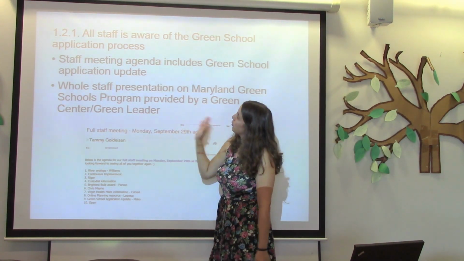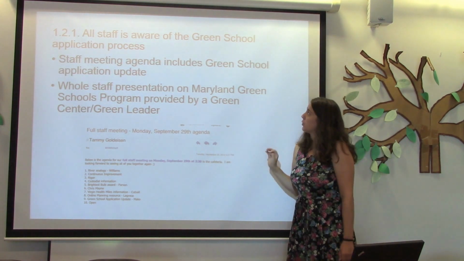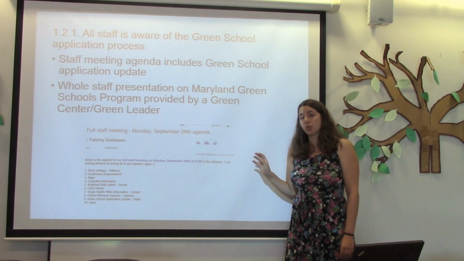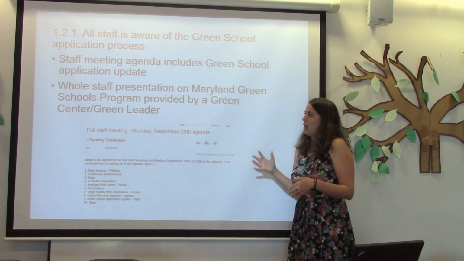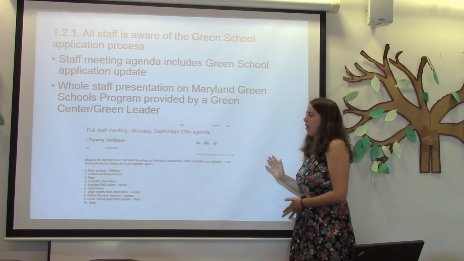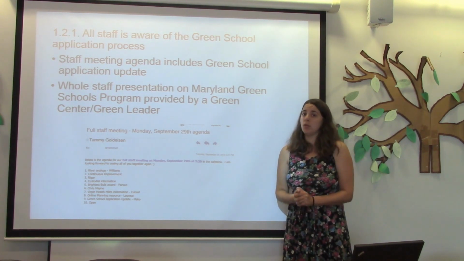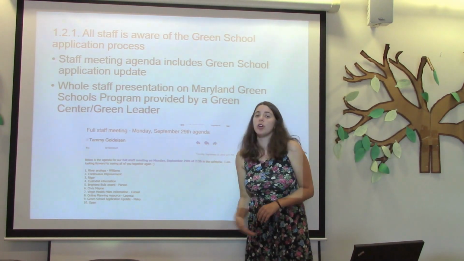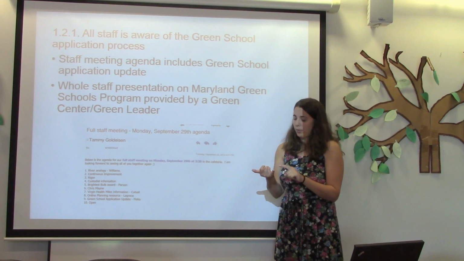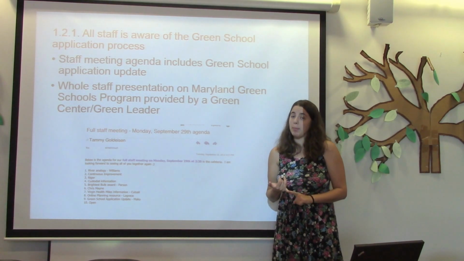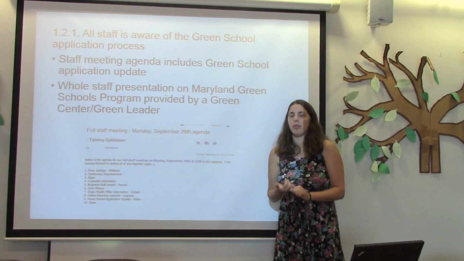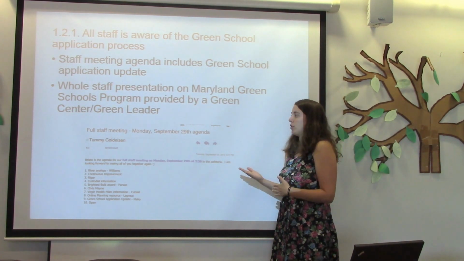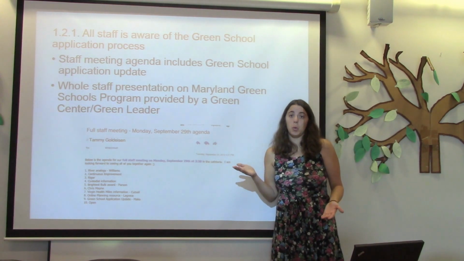So for 1.2.1, we're looking that all staff is aware of the Maryland Green School application process. This means that your school is having some kind of announcement, email, or what may help you the most is if you can get onto a staff meeting agenda and then have 10 minutes to talk about your Maryland Green School process. You will be able to better recruit teachers for your Green School Committee, be able to inform them all about their roles and the importance of what they can do to help you, and then that will in turn assist you with your process.